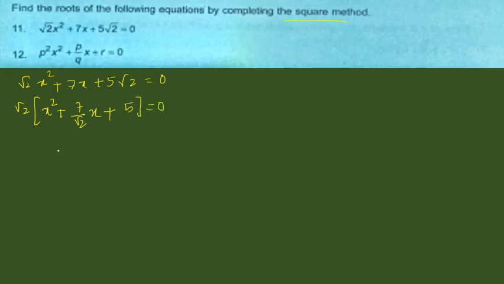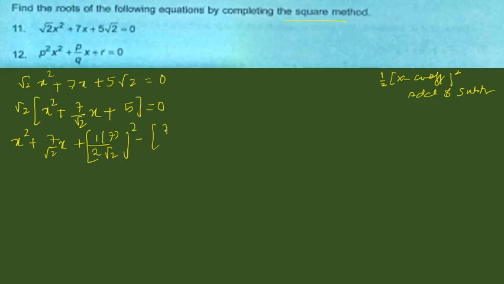Now after doing this, I always take half of the x coefficient, square it, then add and subtract. This is the thing you are going to do in all questions. Now what is half of the x coefficient? x² + 7/√2 x, plus half of the x coefficient means 1/2 into 7/√2, that means 7/(2√2). This is squared, add and subtract. This is what you're going to do in each and every question.